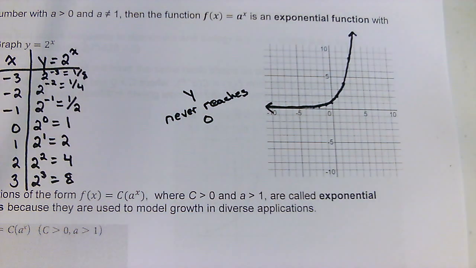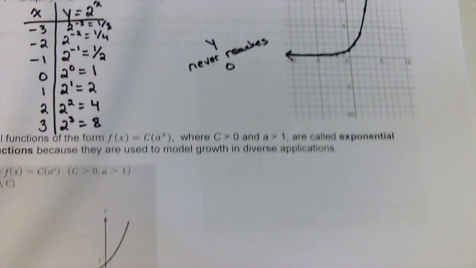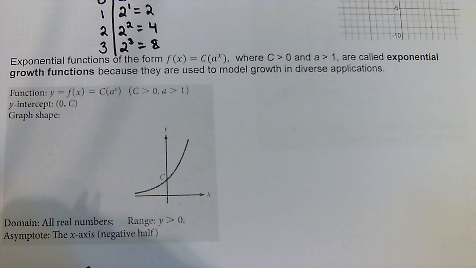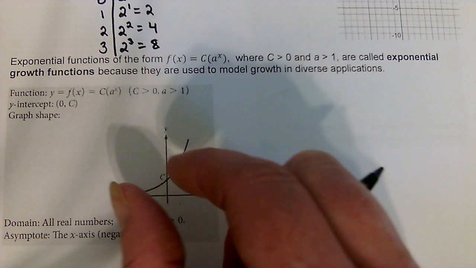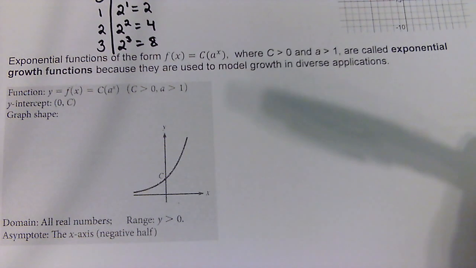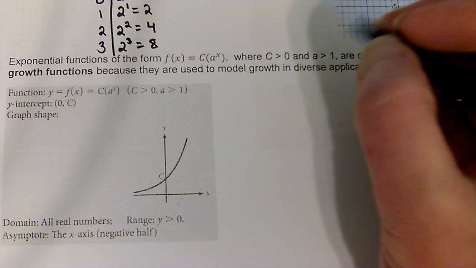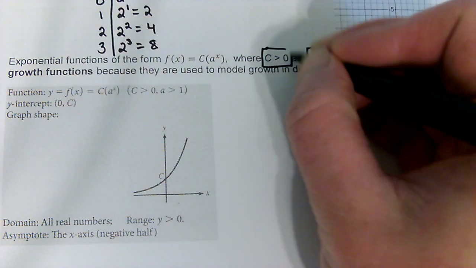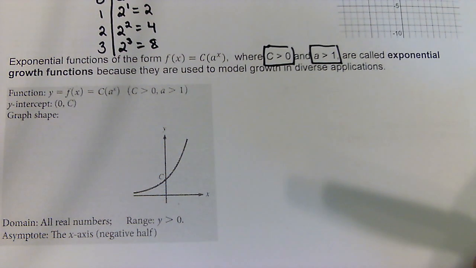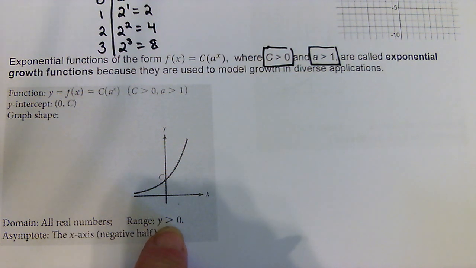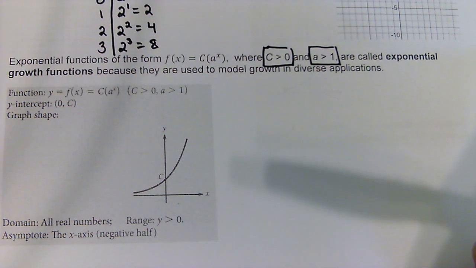Now what's happening here is it's getting bigger really fast. This is called exponential growth. And we could have a number in front of it. If I multiplied by a number, that would just shift everything just a little bit. That's exponential growth. And that only happens when a is bigger than 1 and c is greater than 0. We get exponential growth. You always have a domain of all real numbers. The range is always going to be, the y's have to be bigger than 0. And we have an asymptote at the x-axis. It can't pass that.